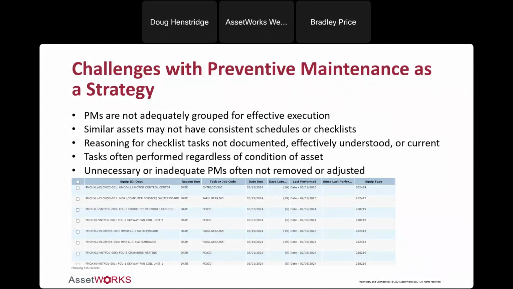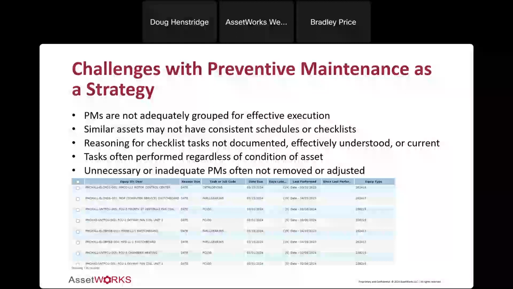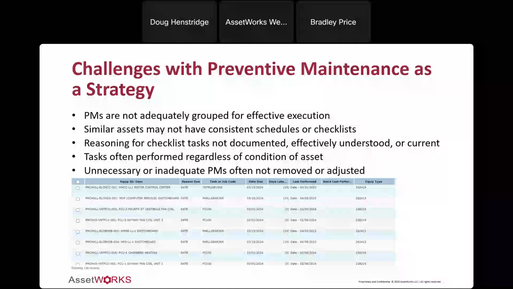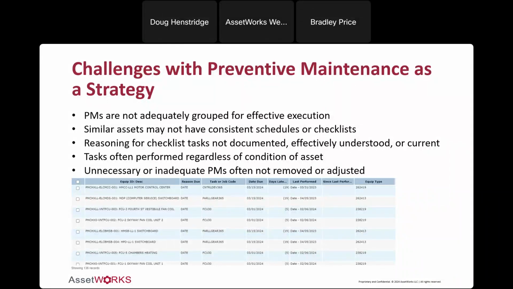And if you have unnecessary or inadequate PMs, they are often not removed. And so you end up with, as you can kind of see in this example here, 136 items that are due for preventive maintenance, but are they really due, and in what order should I be doing these? Because there are different types of equipment and different PMs to be performed, but they're all kind of due at the same time. So how do I effectively organize that so I can get through it and I'm not jumping around wasting time?